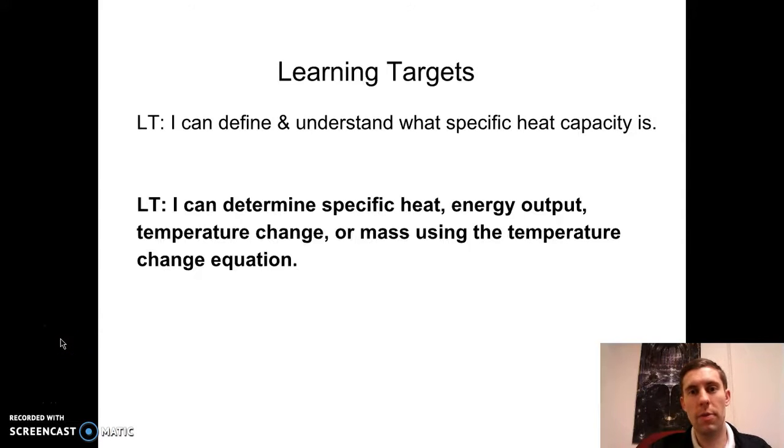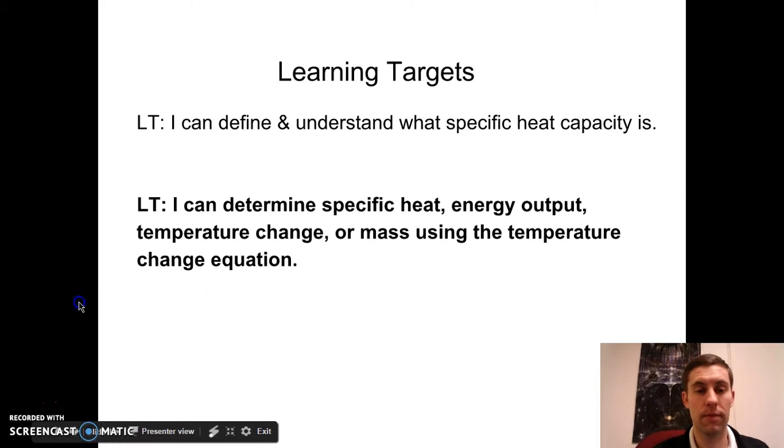Hey you, let's talk about specific heat capacity. For this one we got two learning targets. First one's that you can define and understand what specific heat capacity is and describe it to someone else. And the second thing is you can determine what the specific heat, energy output, temperature change, or the mass is using our temperature change equation. So we'll get to that in a minute.